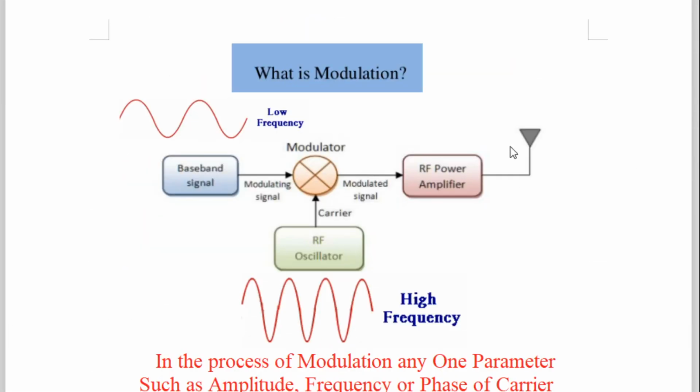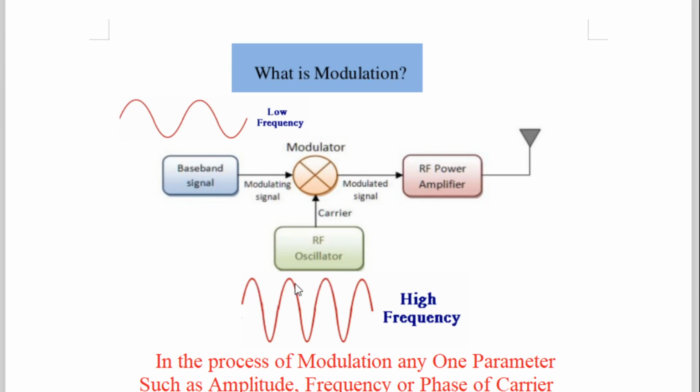So what is modulation? Again the same: a baseband signal, which is also called the information signal, which is also called the modulating signal. See here the name, modulating signal, baseband signal, information signal, three names. It is a low frequency signal, time is large, and it is given to the modulator and the RF oscillator, radio frequency oscillator. Radio frequencies are higher frequencies.